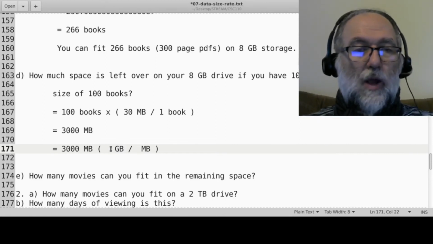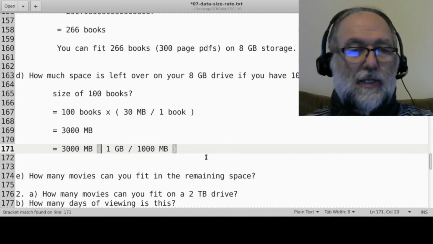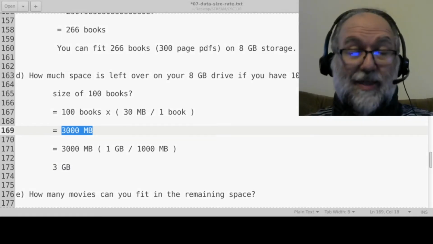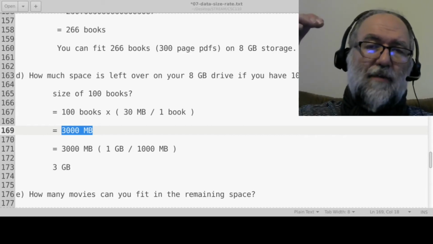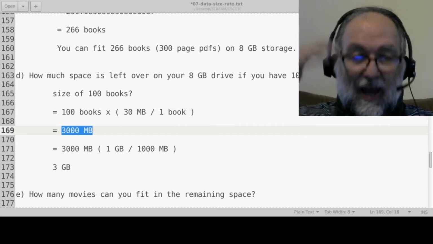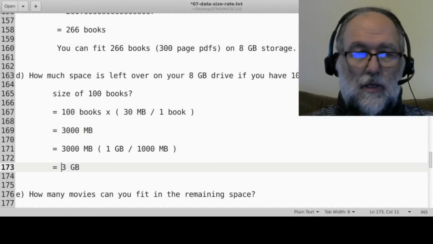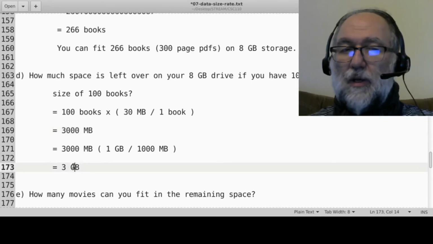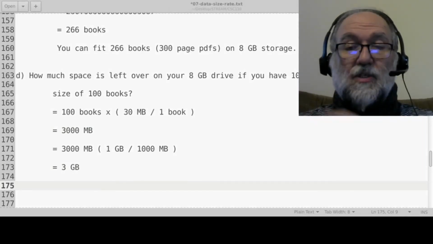And 1 gigabyte, if you look at that chart, is the same as 1,000 megabytes. Basically, this is going to give us 3 gigabytes. Personally, I would just have looked at that and said, oh, 3,000 megabytes is the same as 3 gigabytes, because every time you bump the metric prefix up by 1, you divide the number by 1,000. This number went from 3,000 to 3, so the prefix has to go from mega to the next bigger one, giga. So 3 gigabytes.